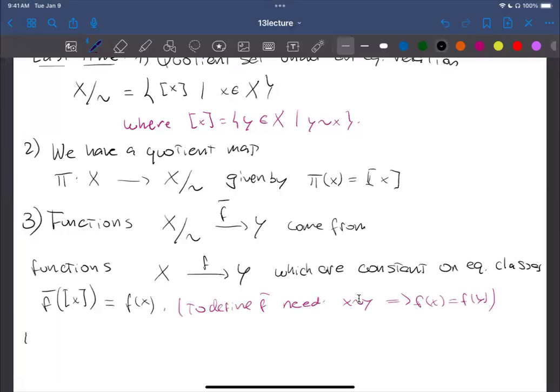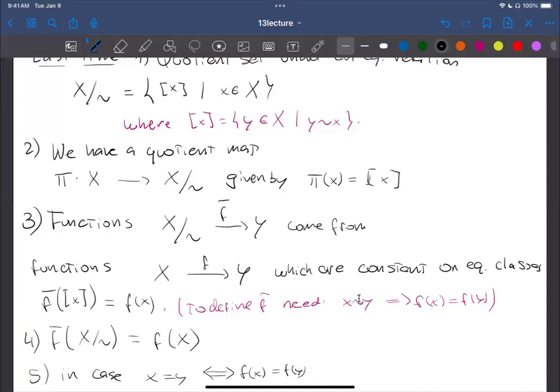Then we also said that the image of f bar is just the image set of f. And lastly, in case not only x related to y implies f of x equals f of y, but moreover, that's an if and only if, then f bar is injective. So this is mostly what we did.